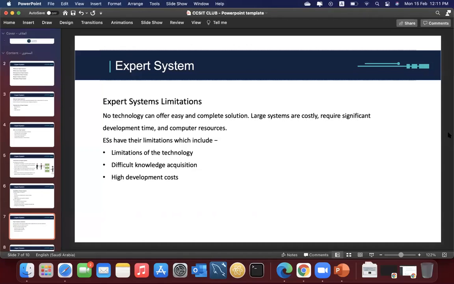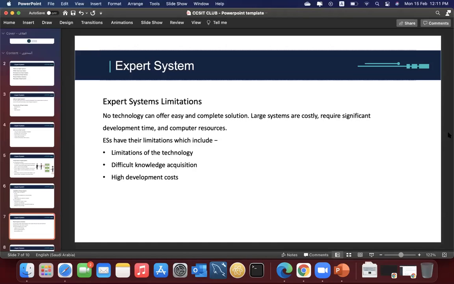And expert systems also have limitations because there's no technology that can offer a complete solution. The larger the expert system that we are developing, the more it costs and the more it requires significant development time and computer resources. So expert systems have limitations such as the limitation of technology, difficult knowledge acquisition, and high development cost.